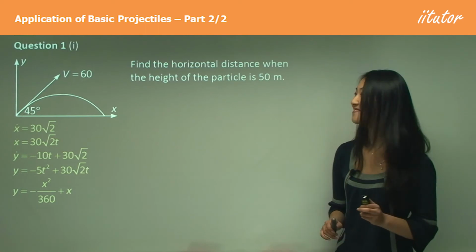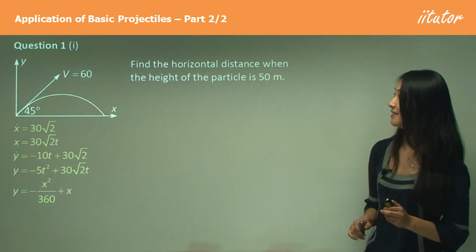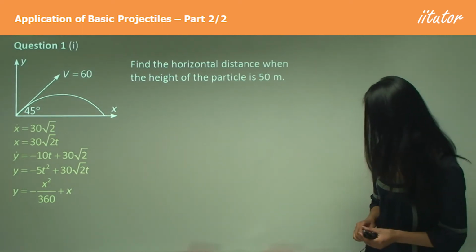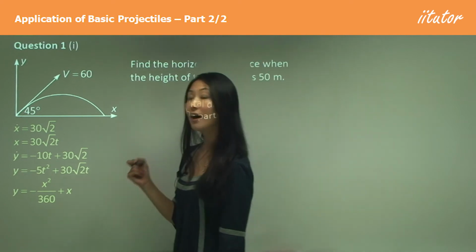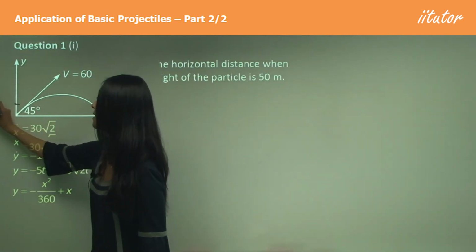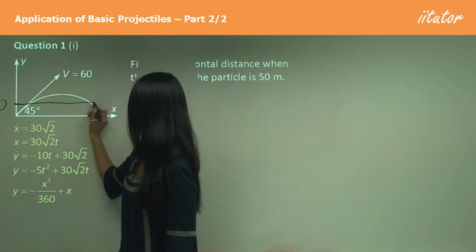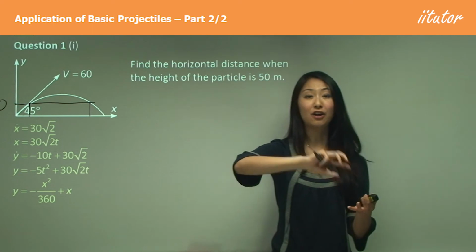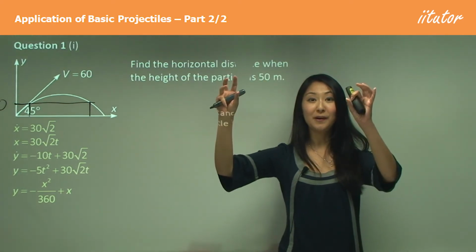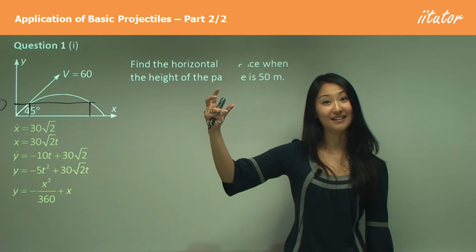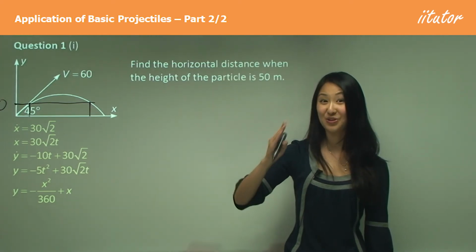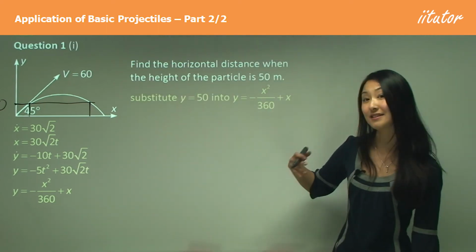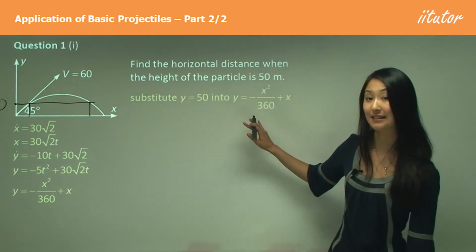Okay, so last question now. I want to find the horizontal distance when the height of the particle is 50 meters. This is an interesting one because I want you to consider this. If the height is 50 meters, so let's say here, when it's 50, can you see how there's going to be two values? Because when you throw an object up and down, there are two points at which the object is at a height of 50 meters, which means you should definitely get two answers in this case. Now, working with the trajectory equation, we're going to substitute y equals 50 into this equation.